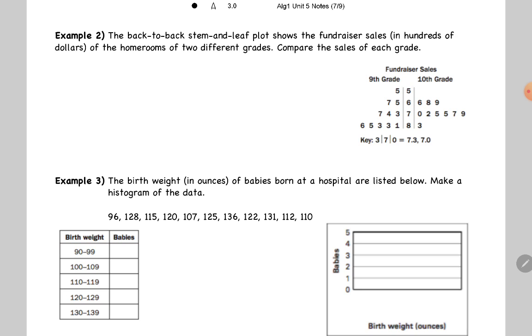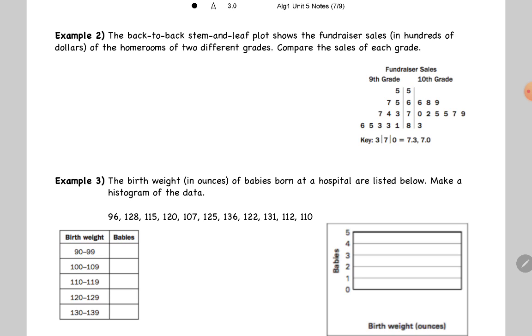So we want to compare the sales of each grade. If we look at the key, if it's 7 in the middle, that means 7.3 for the 9th graders and 7.0 for the 10th graders. So 7.3 hundreds is $730, and 7.0 hundreds is $700. Okay, so it looks like ninth graders, just looking at this, made a lot more money than the 10th graders.